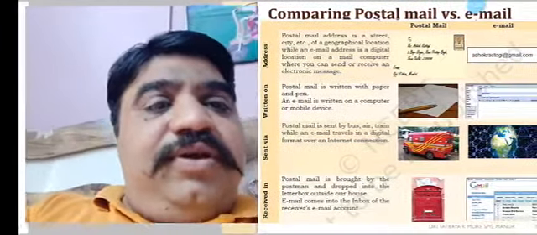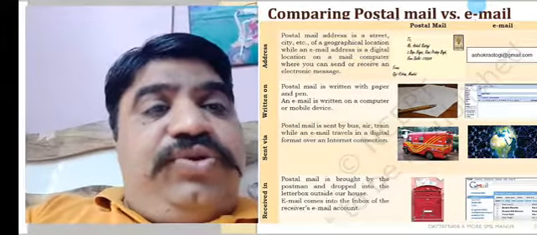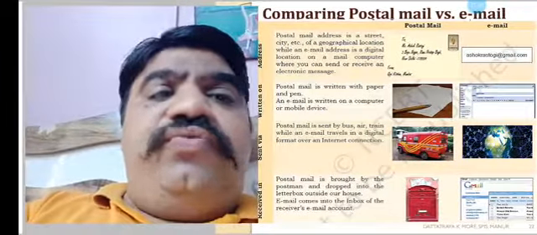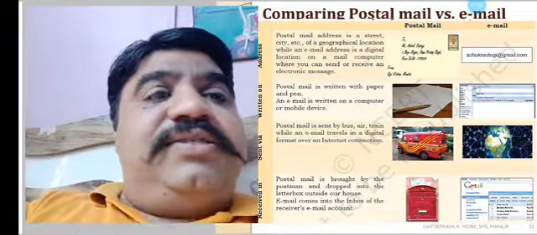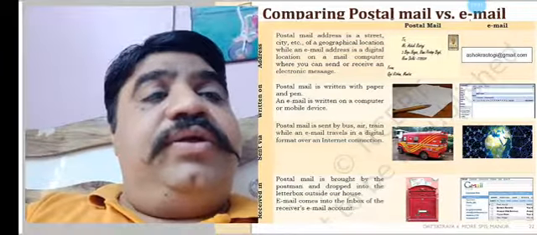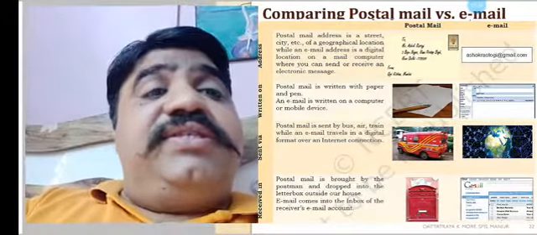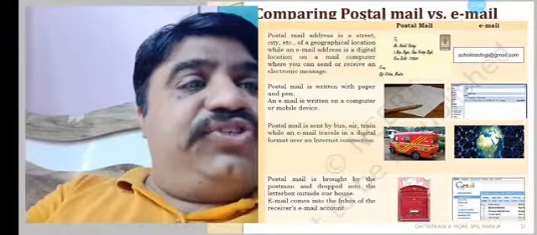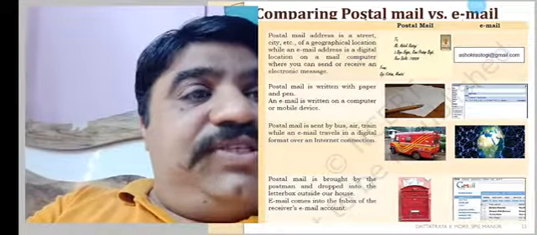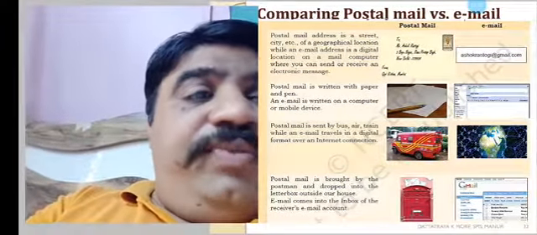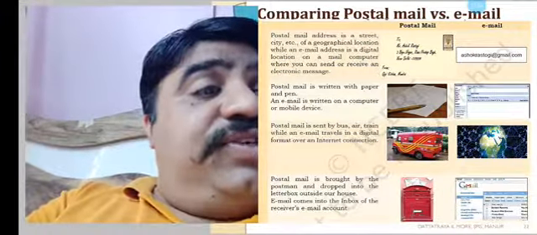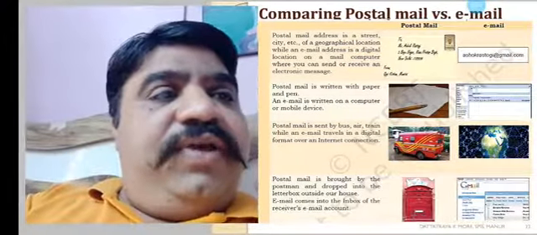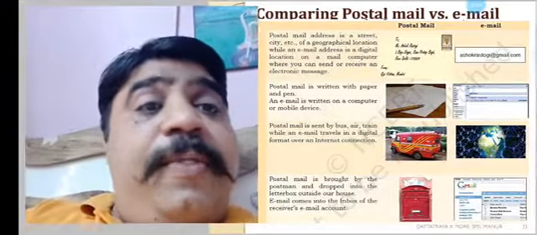See, there are some criteria I have shown over here. Address: a postal mail address is a street, city, etc. of a geographical location, while an email address is a digital location on a mail computer where you can send or receive an electronic message. You can see there, when photographs are shown, how their address is given. Email also has one, suppose ashokrastogi@gmail.com. Like this, an email ID is very short and can be typed very easily.